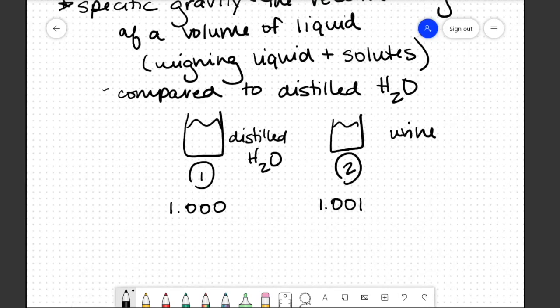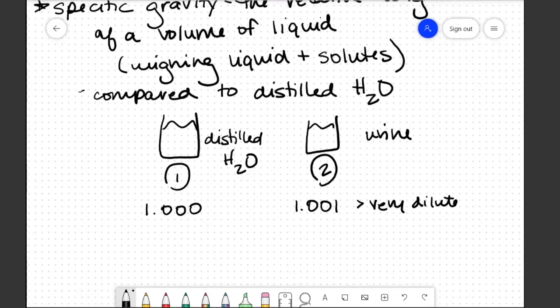If you have urine that is 1.001, this is going to be very, very dilute urine. If you have greater than that, you'll have more solutes in your urine. So it's all compared to just the volume of liquid when you weigh it, and they're doing it compared to distilled H2O. So that's the premise of urinalysis.